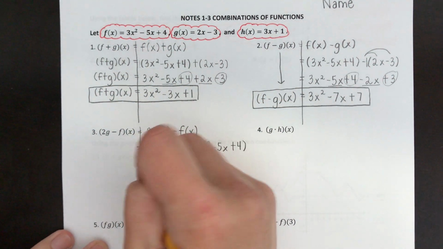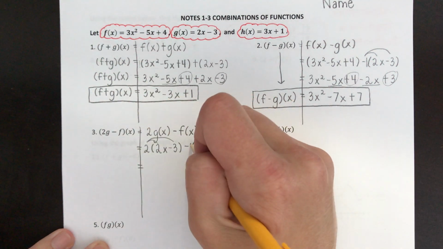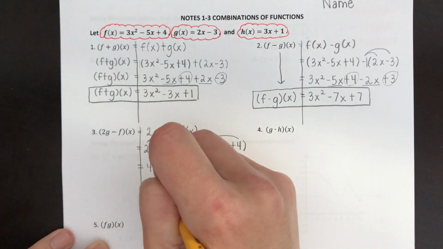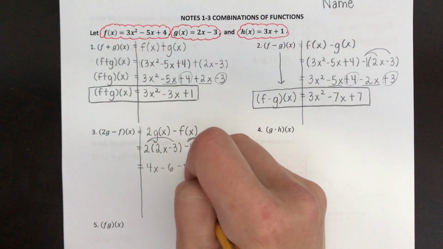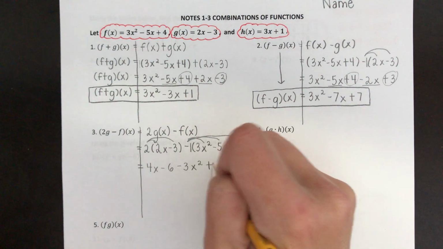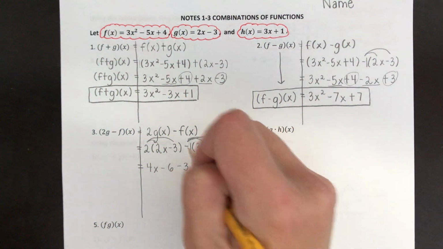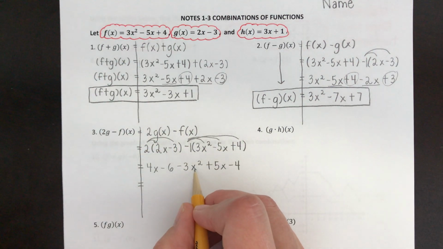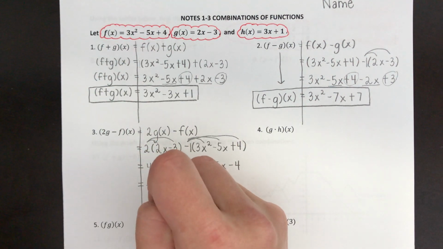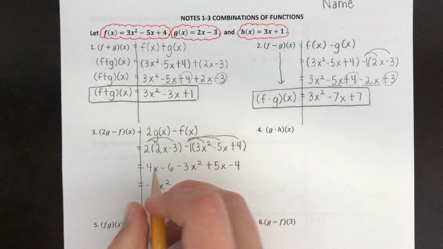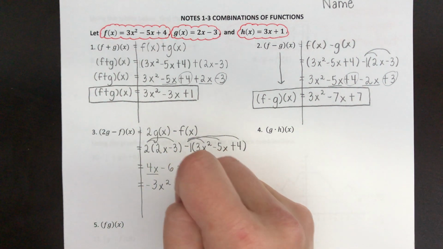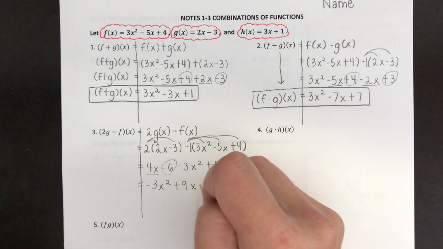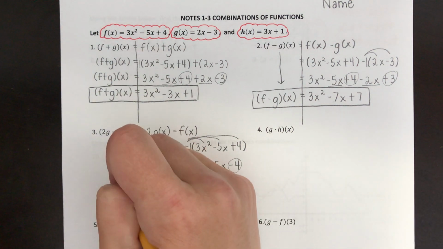Okay, now that I've plugged everything in, I can go ahead and distribute where necessary. Okay, so this is going to be 4x minus 6 minus 3x squared plus 5x minus 4. Of course, that negative 1 distributes to all three terms. And then remember, the term with the variable that has the highest exponent goes in front, so that's the negative 3x squared goes in front, and then combine those two to give you 9x. Combine this and this, the -6 and -4 to give you -10, and you've got your constant term.